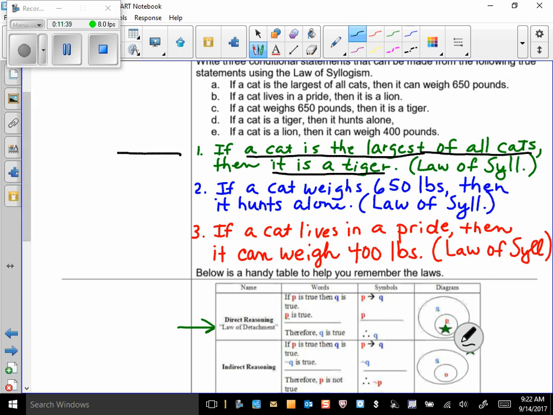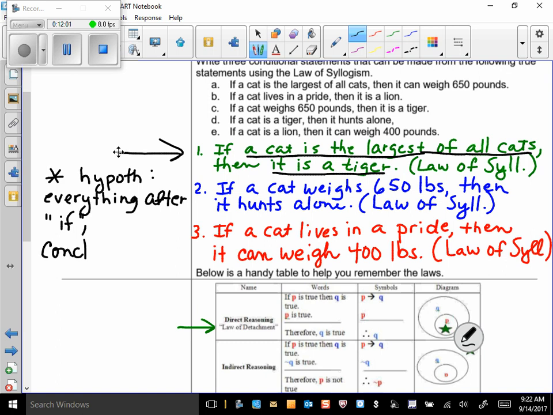What I did in number 1 is I underlined the hypothesis and the conclusion, because I wanted to remind you that the hypothesis is everything after if, and the conclusion is everything after then. So for extra practice, if you want, go ahead and underline the hypotheses and conclusions for your statements 2 and 3.